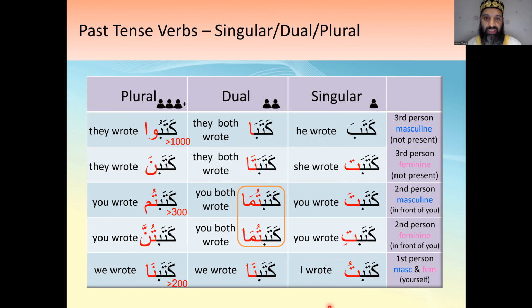And then this was the table for past verbs, the complete table. If you're struggling, drop out the dual. If you're struggling any further, drop out all the feminines. And that's what pretty much the basic course is. Drop them all out so you don't have to see a big table.